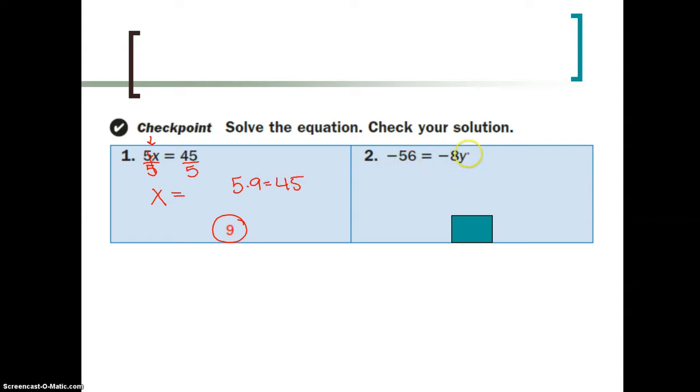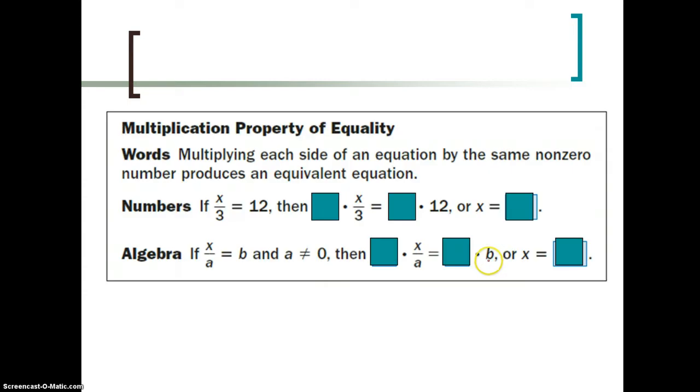Number 2, here's the variable, this time on the right side. So we need to clear the negative 8. Divide by negative 8, because that's the inverse operation of multiplication. Negative 56 divided by negative 8. Two negatives make a positive 7. And you can check: negative 8 times positive 7 is 56, and different signs make negative.